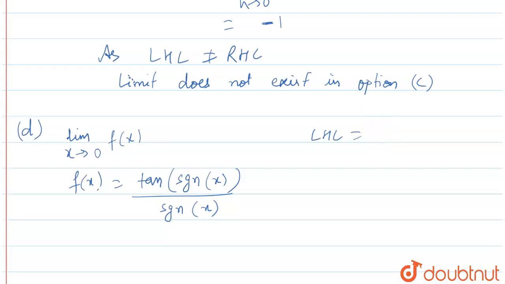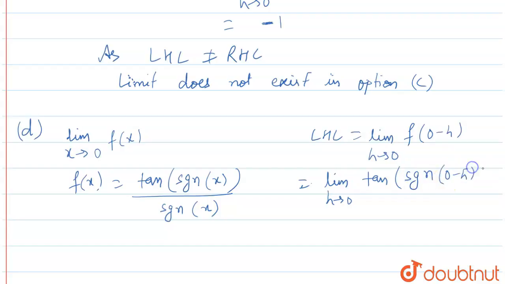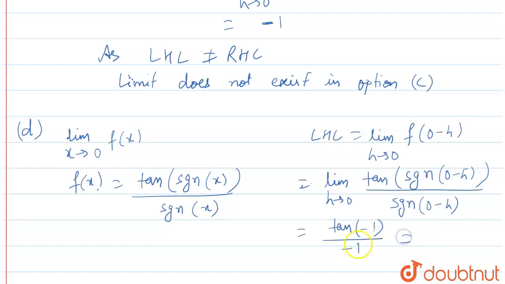Here we have LHL part as limit h tends to 0 f of 0 minus h. Then we have limit h tends to 0 tan signum 0 minus h by signum of 0 minus h. A slightly lesser value than 0 in signum gives us minus 1. So we can write tan minus 1 by minus 1. So we have got tan 1.